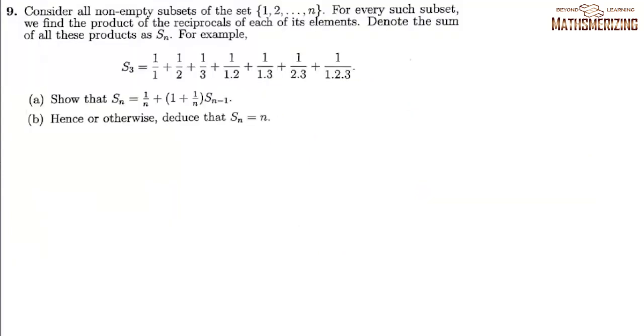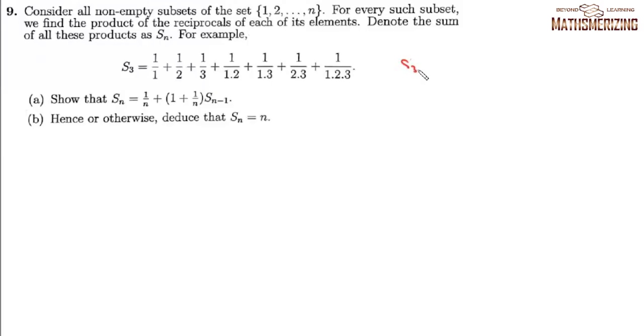Now question number 9 is, consider all non-empty subsets of the set 1, 2 up to n. For every such subset, we find the product of reciprocals of each of its elements. Denote the sum of all these products as Sn. For example, S3 is 1 plus 1 upon 2 plus 1 upon 3 plus 1 upon 1 into 2 plus 1 into 3, 2 into 3, and then 1 into 2 into 3.